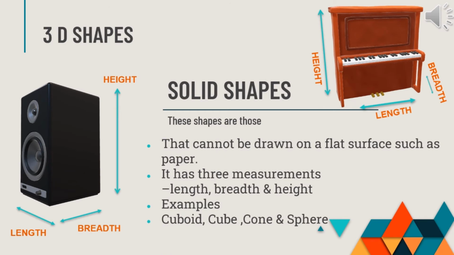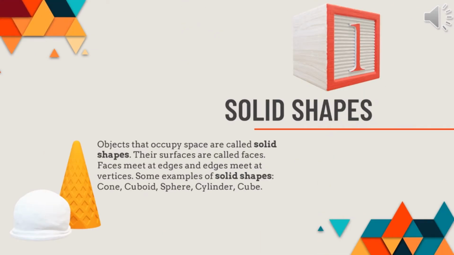Now, finally, we land on a three-dimensional shape. It has three measurements, length, breadth and height, and it cannot be drawn on a flat surface. For example, you can see a cuboidal shaped speaker in which the length, breadth and height are appropriately marked, and that is the reason they are also known as solid shapes. Three-dimensional shapes are also known as solid shapes, meaning any objects that occupy space are called solid shapes.